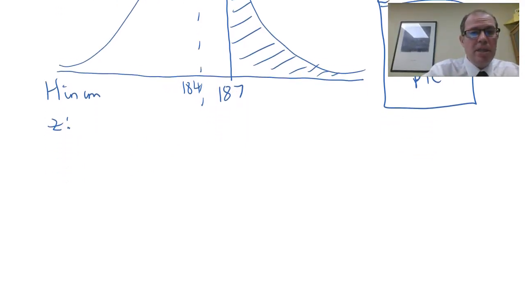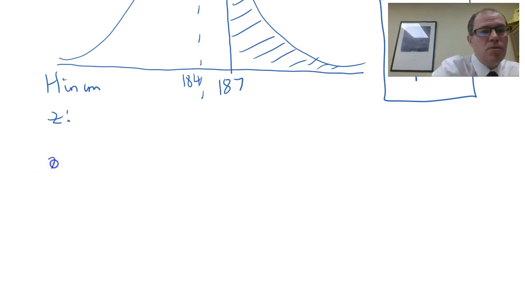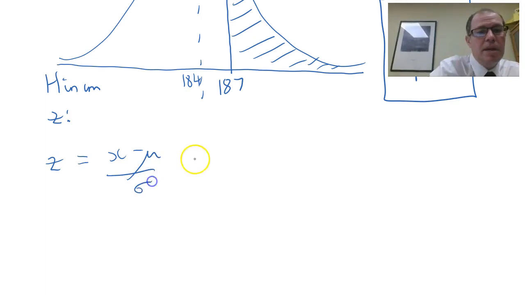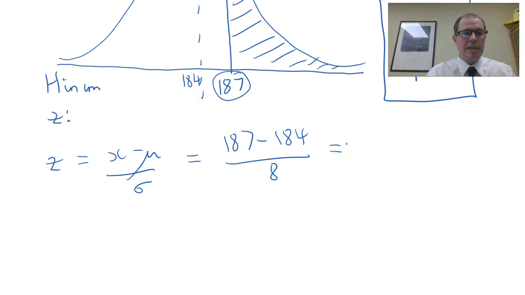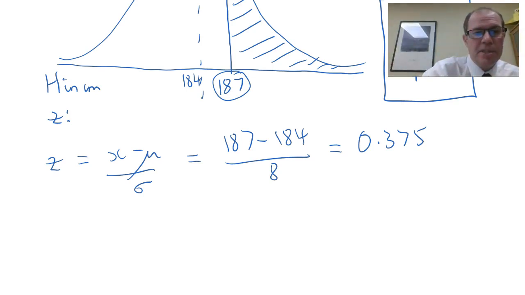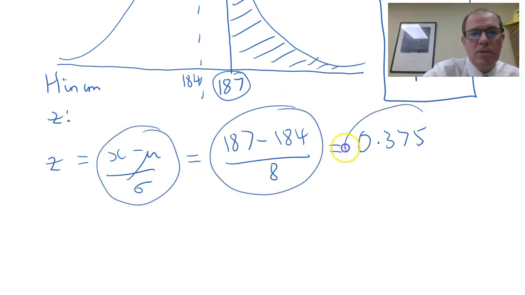Now, when you're calculating the z-score, which we need, always write down the formula. So I'm going to use x minus mu over sigma, and the x I'm interested in is 187. That's my particular x. My mean is 184 and my sigma is 8. If you calculate that, you get 0.375, because it's 3/8. So you've got the z-score of 0.375. Remember to show the formula, show your working out, and then do the number.